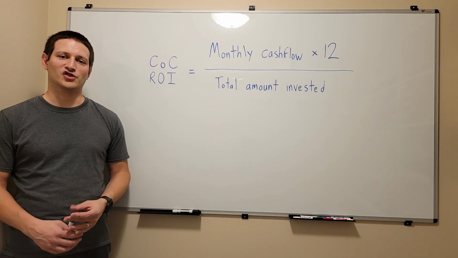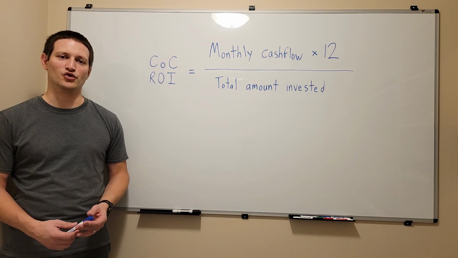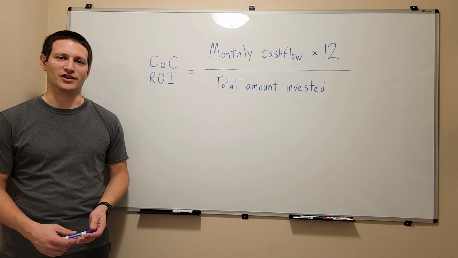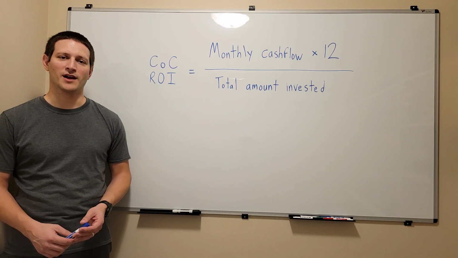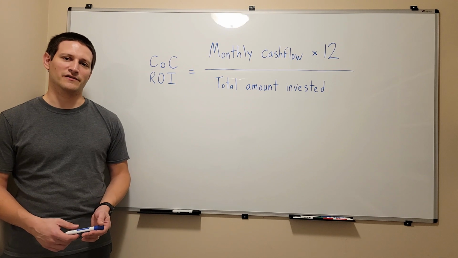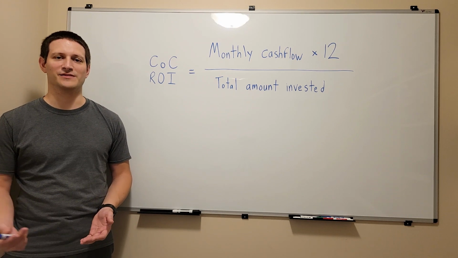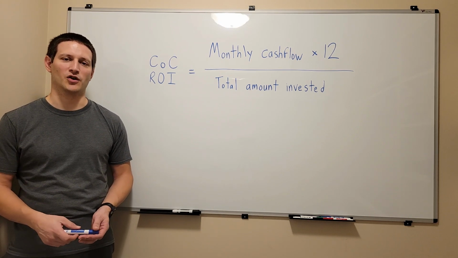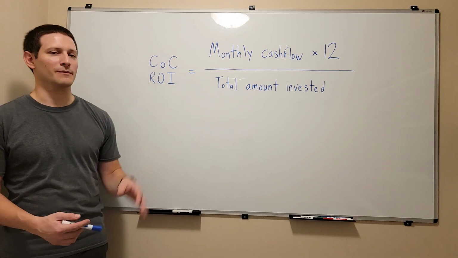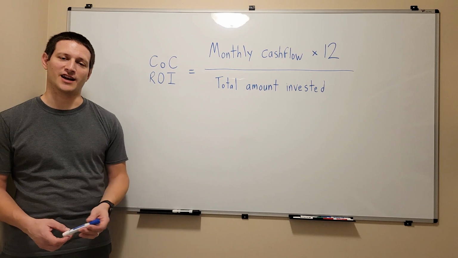So if you invest $20,000 in a deal and you're getting $200 a month cash flow, or if you invest $60,000 in a deal and you're getting $250 a month cash flow, you can see that although you're getting more cash flow in the second deal, it's not as good of an investment because you had to invest 3 times as much money just to get a little bit more cash flow. So how do you quantify that? It's using this equation that we'll talk about today, which is your cash on cash return on investment.